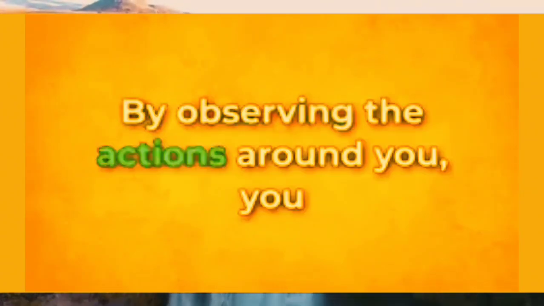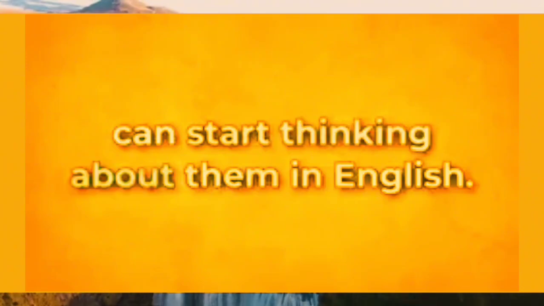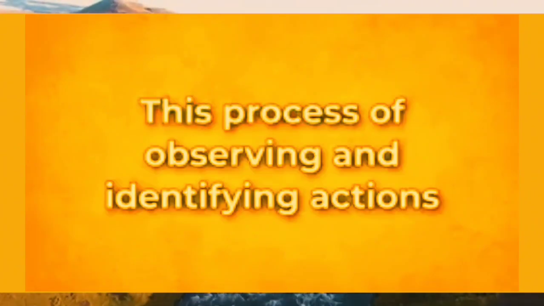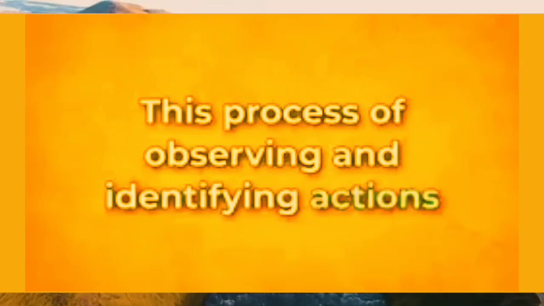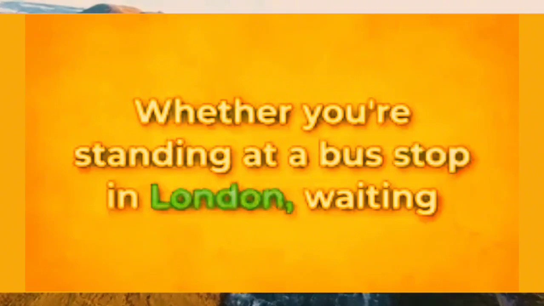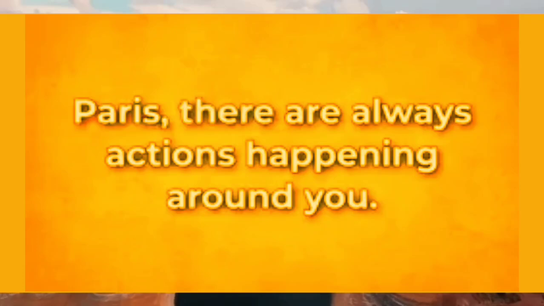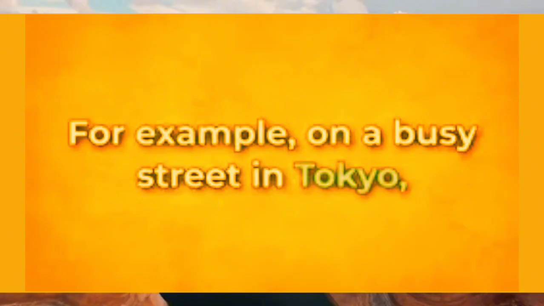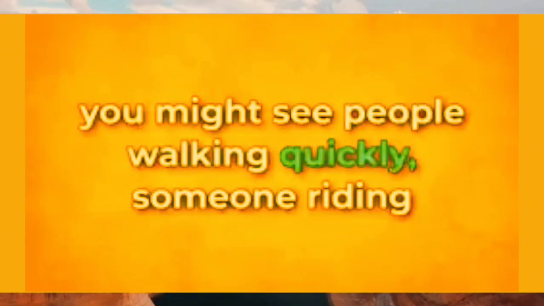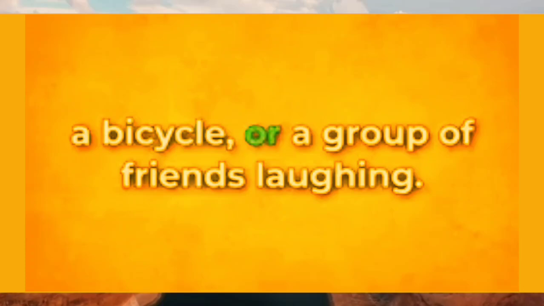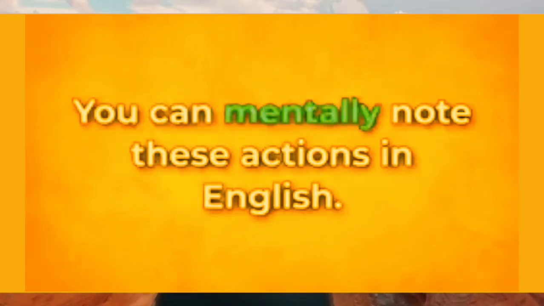By observing the actions around you, you can start thinking about them in English. This process of observing and identifying actions is something you can do anywhere. Whether you're standing at a bus stop in London, waiting at a traffic light, or sitting in a cafe in Paris, there are always actions happening around you. For example, on a busy street in Tokyo, you might see people walking quickly, someone riding a bicycle, or a group of friends laughing. You can mentally note these actions in English: walk, ride, laugh.